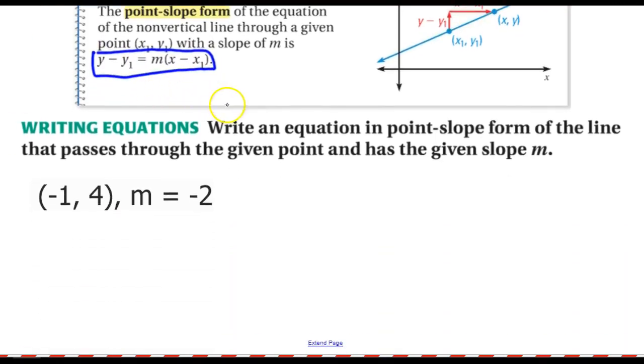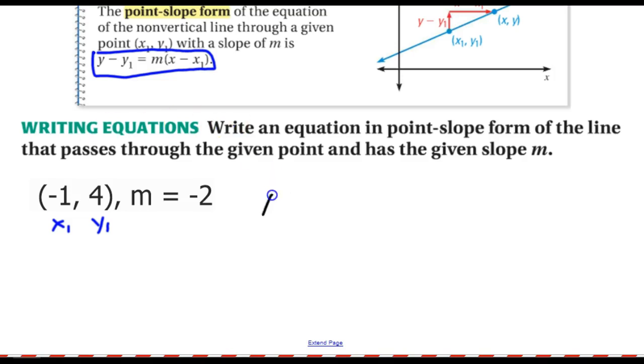So if our first problem says write an equation in point slope form of the line that passes through the given point and has a given slope m. Here's our point. This is our x and our y. We know that our m is negative 2. So because this is the only x we have and this is the only y we have, we know that this is x1 and y1.